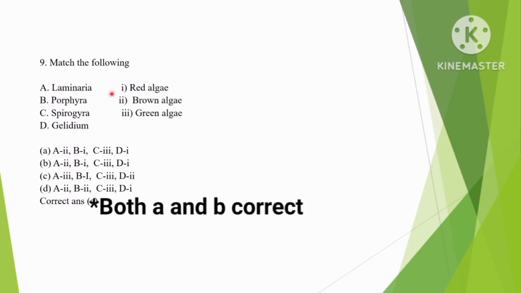Porphyra is a red algae. So for B it will be 1. And Spirogyra is a green algae. So it will connect to the third one. Gelidium is also a red algae. So D will also go to 1. So here the right answer will be option A.